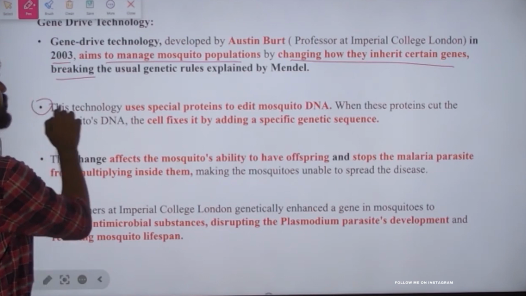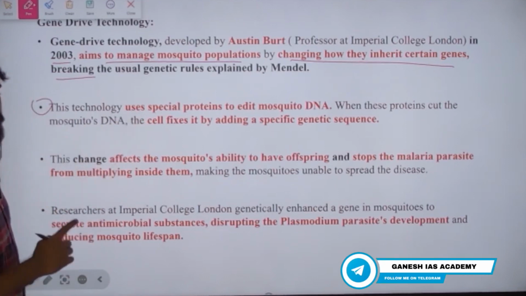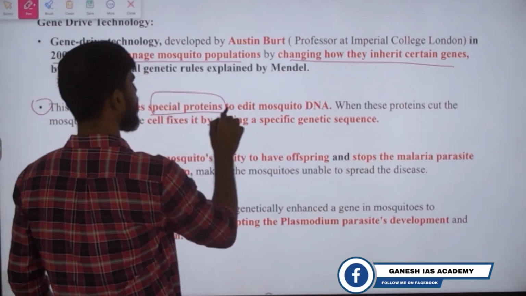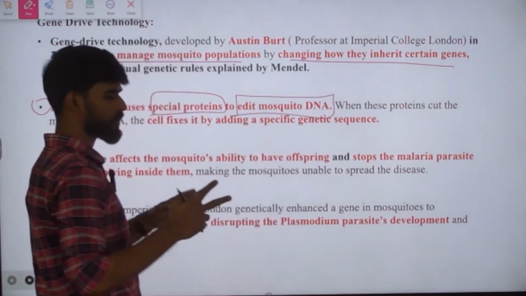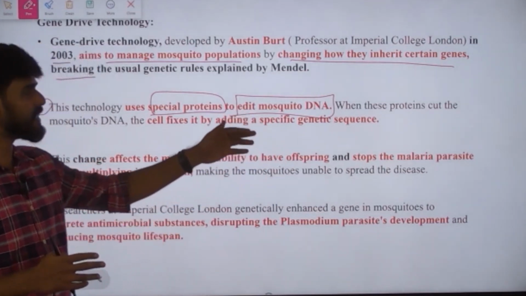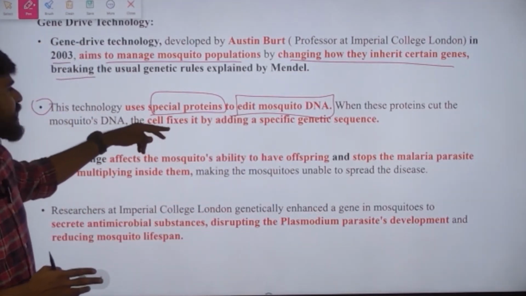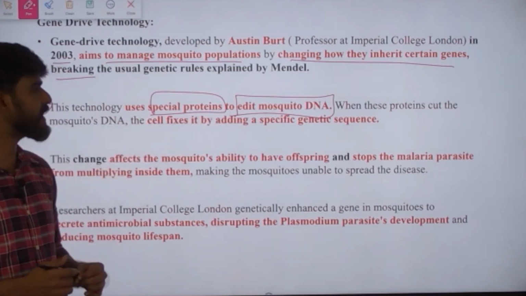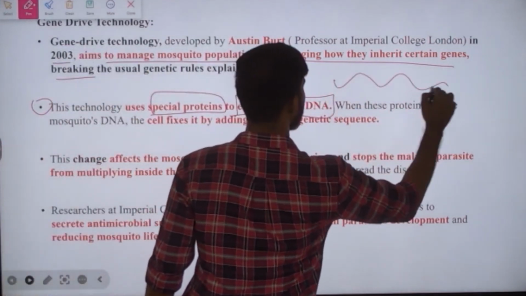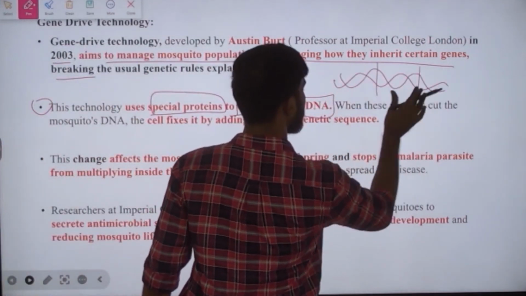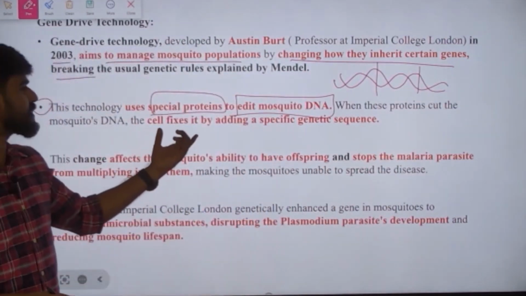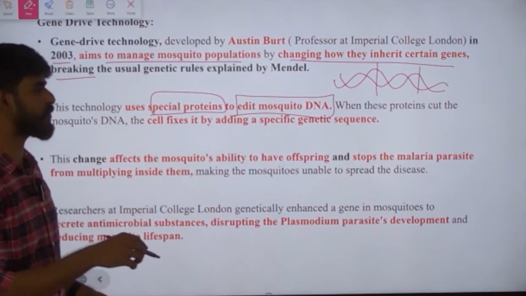Next, this technology uses a special protein to edit mosquito DNA. Okay, so it will be using a special protein to edit, which means they will cut a particular section of the mosquito's DNA, and when this protein cuts the mosquito's DNA, the cell fixes it by adding a specific genetic sequence. Okay, this is important. So after the cut is made, say for example this is the DNA, and if a cut is made in this part and this part is removed, that part is actually fixed by the cells by adding a specific genetic sequence.